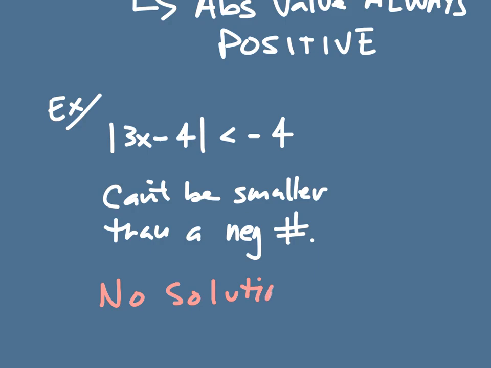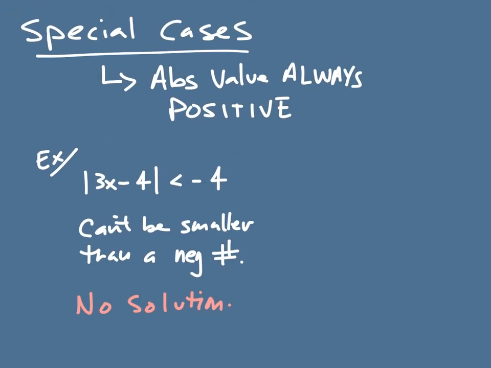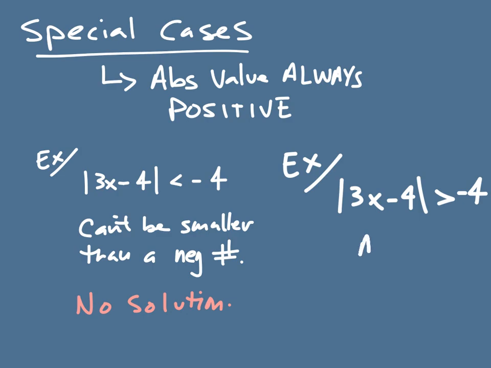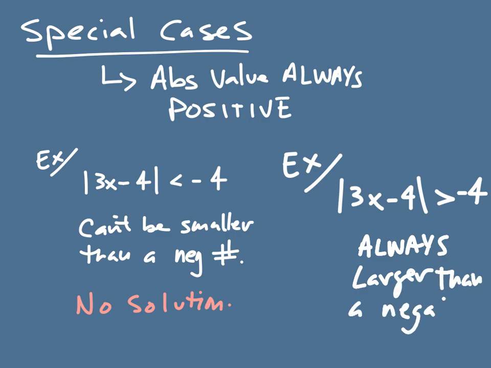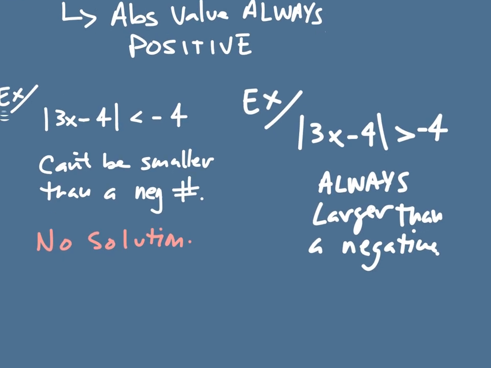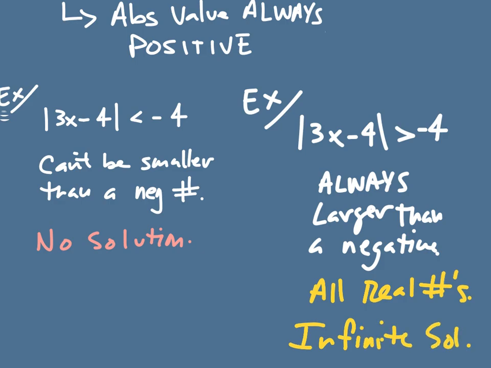Now the flip side is, let's say you have an example where you've got the absolute value of 3x minus 4 is greater than negative 4. What we realize is that since this is always going to be positive, a positive number is always larger than a negative. Because this is larger than a negative, this is going to have all real numbers as your solution. You can write all real numbers or you can write infinite solutions. And that's the idea.